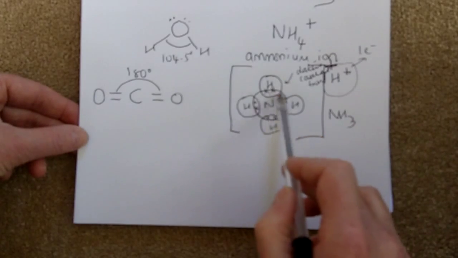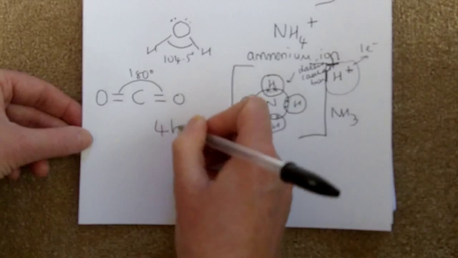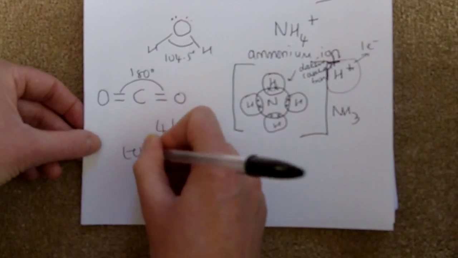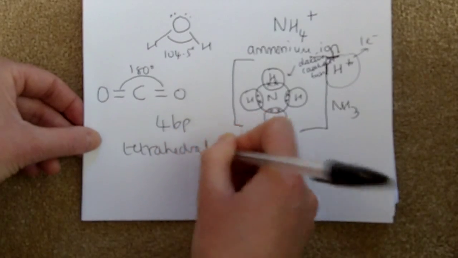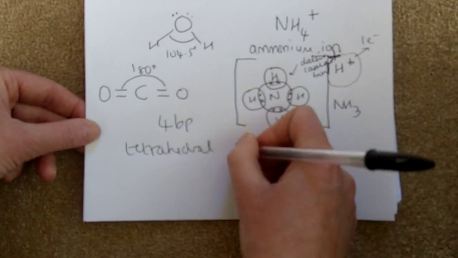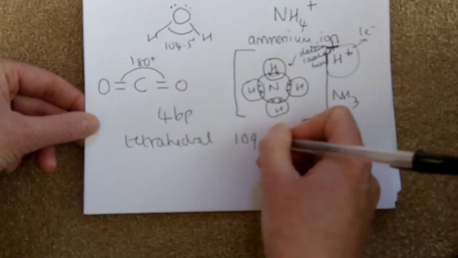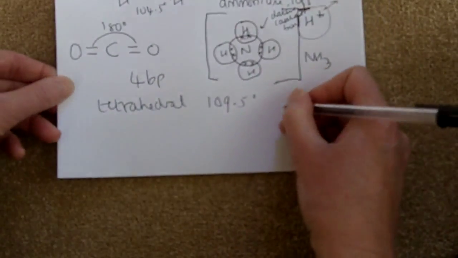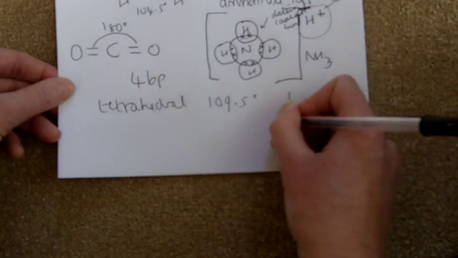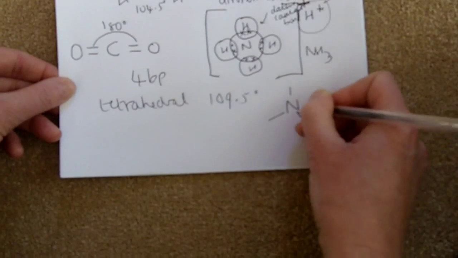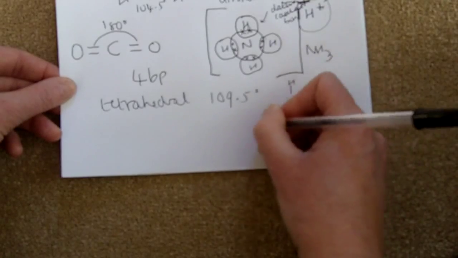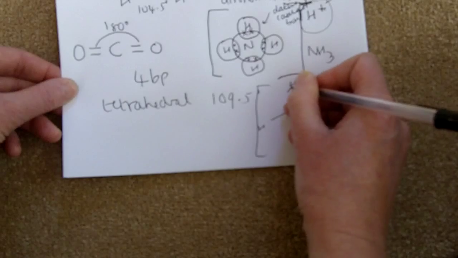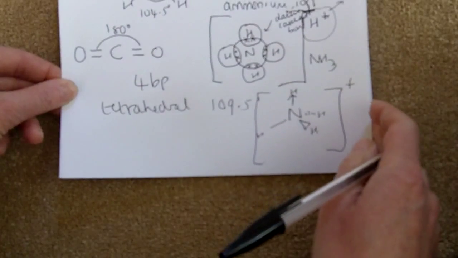Now I can see that there are 4 bond pairs and there are no lone pairs. So that shape is tetrahedral, 4 bond pairs, and that's a bond angle of 109.5 degrees. Okay, and when you're drawing it, it has the shape N, 2 in the plane, 1 sticking out, 1 going back, square brackets, plus, and you can label one of them as being a dative covalent bond.